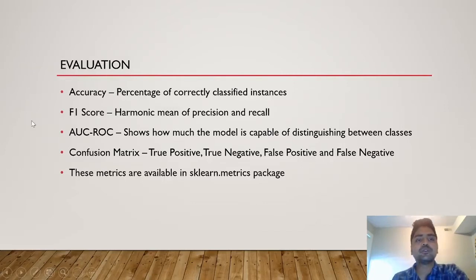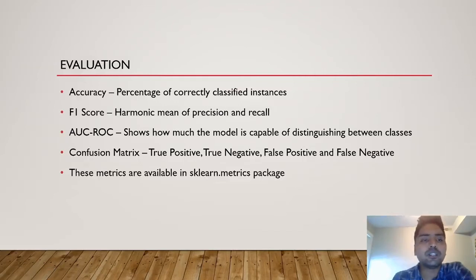F1 score is another important metric, which is the harmonic mean of precision and recall. It will give you a good idea of how well the model is doing. Precision is mostly dependent on how precise it is, how few wrong predictions there are, and recall is also based on a similar idea. So F1 score is also a very good metric to evaluate a model.